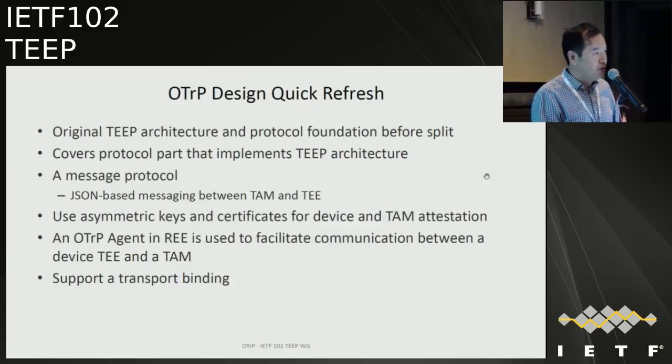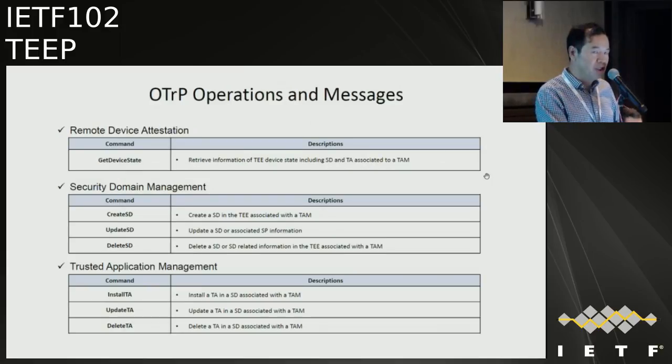And we added one to support transport binding. Between the TEE and the TAM, the TAM needs some interoperable way to receive messages, or to reach the application installer or this agent. So what protocol should you use? We added support for transport layers like TLS and SSL, and so on. So this is a glimpse of the messages. We have 7 APIs, and each API means some messages. The first one is a global query.